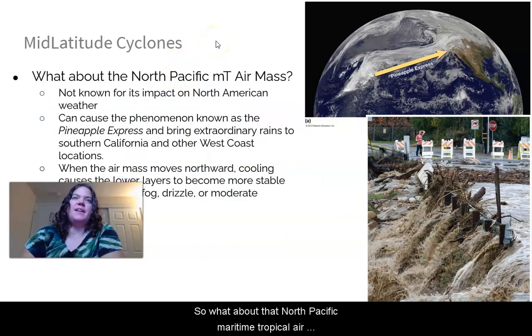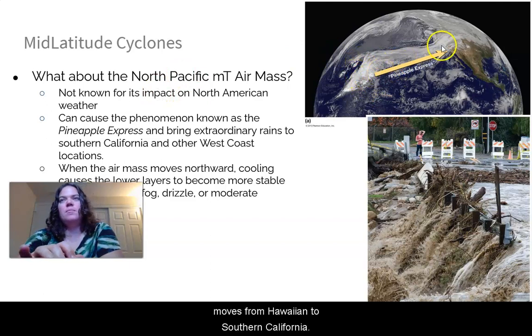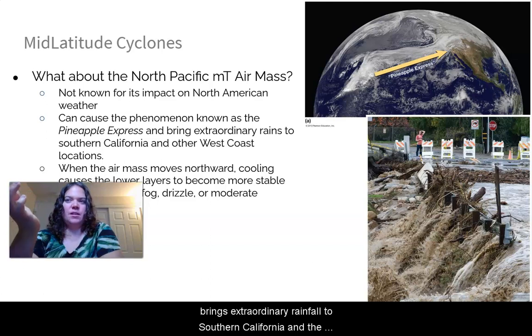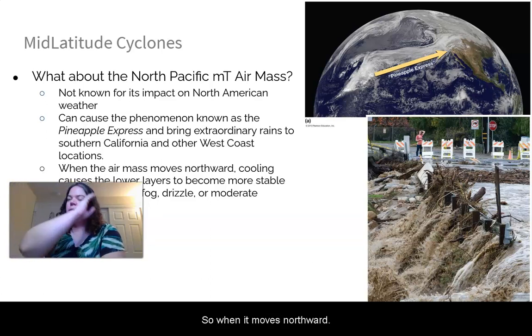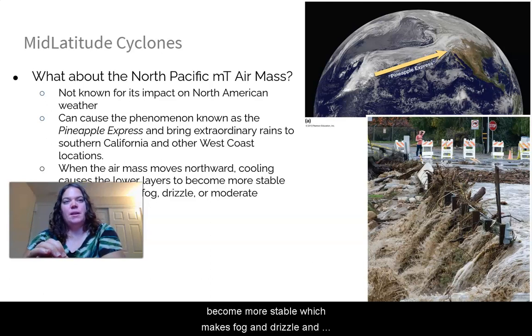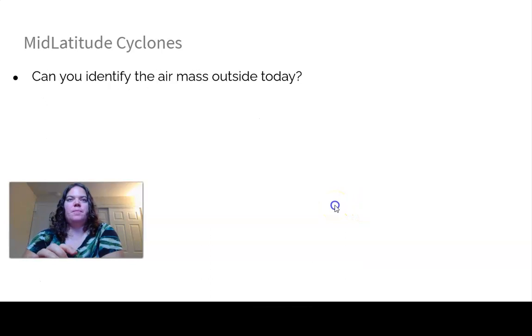All right. So what about that North Pacific Maritime Tropical Air Mass? Well, it's not really known for its impact on North American weather because of the upper level winds. Now, it can cause a phenomenon known as the Pineapple Express, not the movie, and it comes from Hawaii and then moves from Hawaii into Southern California. It sets up what's called an atmospheric river, and it brings extraordinary rainfall to Southern California and the other West Coast locations. So when it moves northward, this air mass will actually cool and cause low layers to become more stable, which makes fog and drizzle and moderate precipitation. So there is some flooding, yikes, associated with this type of setup.